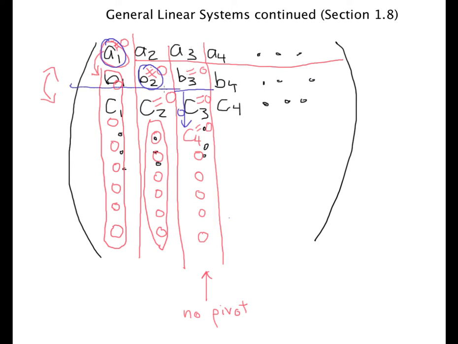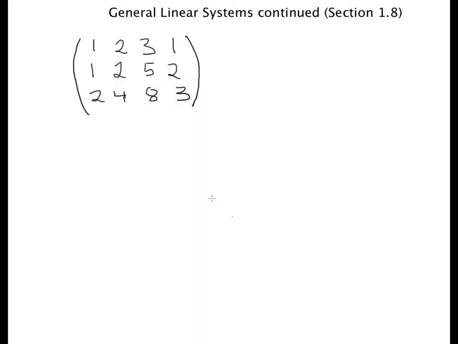When you're talking about pivots, you're sort of working your way down. And so there you go. You're done with that column, and you move on to the next one. And that's the algorithm. So let's do an example. Okay, so let's do this example. Let's reduce this matrix to row echelon form.